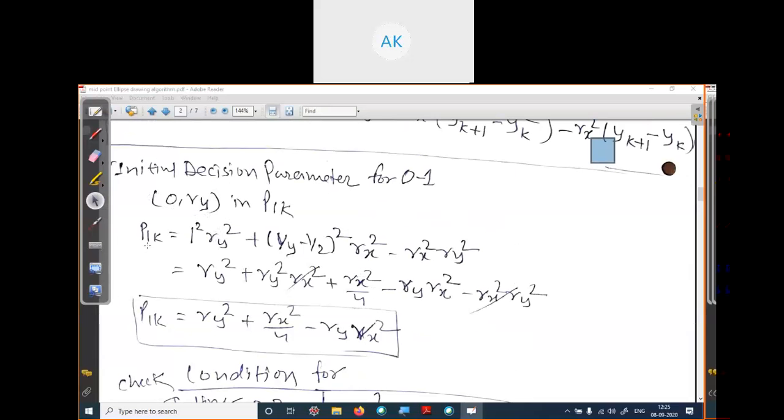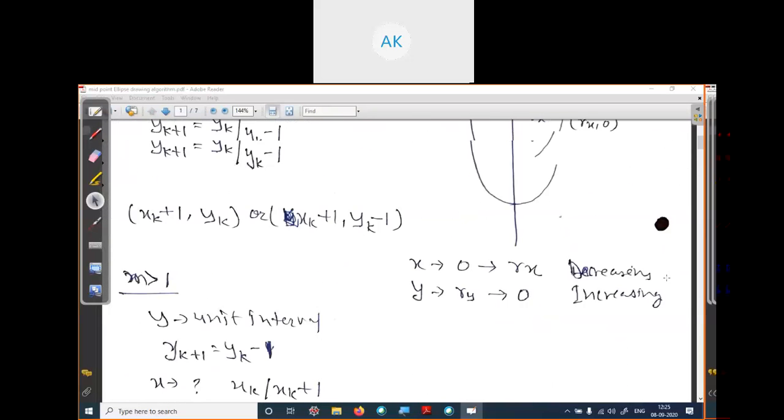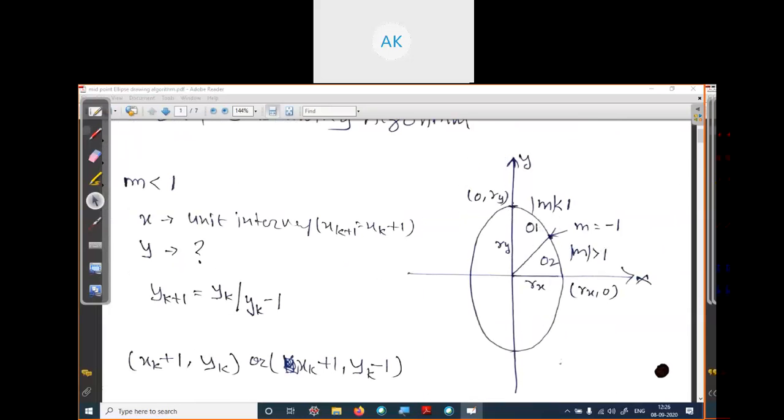See, for region 1, for the initial decision parameter we put the values of xk as 0 and yk as the given value. We can easily calculate the initial decision parameter in region 1 because we are given this point. So in region 1 we can calculate our initial decision parameter based on this value.